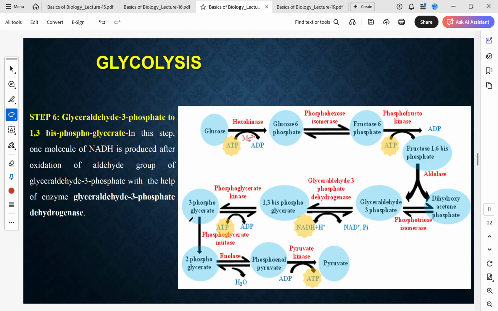1,3-bisphosphoglycerate is converted into 3-phosphoglycerate by phosphoglycerate kinase, which results in production of ATP molecules. Okay, so rule of thumb: if there is phosphatase mentioned anywhere, phosphatase usually removes the phosphate molecule. If it's a kinase, then it adds a phosphate molecule. Here the phosphate molecule addition is happening to the ADP to form ATP.